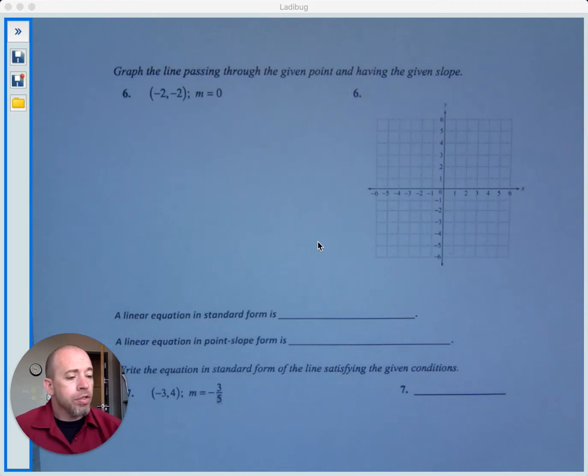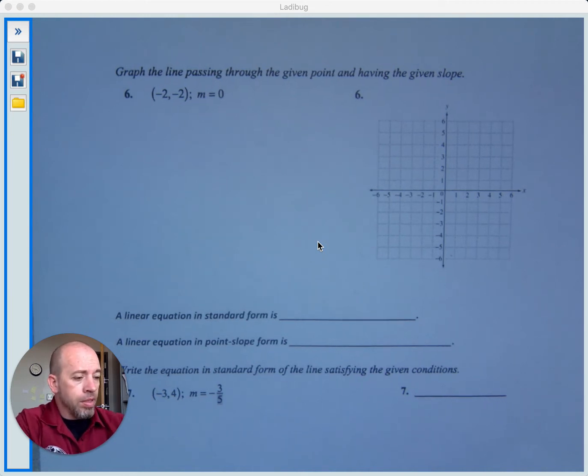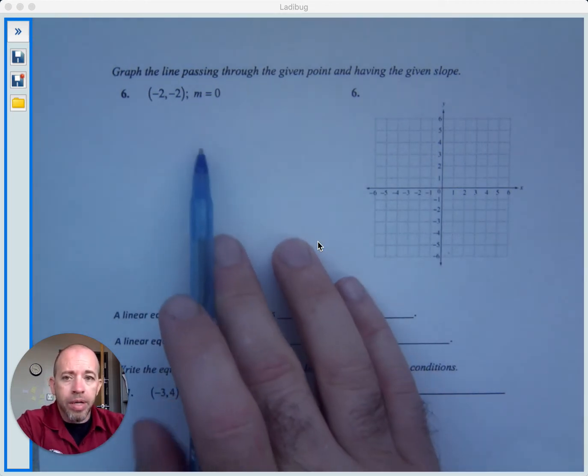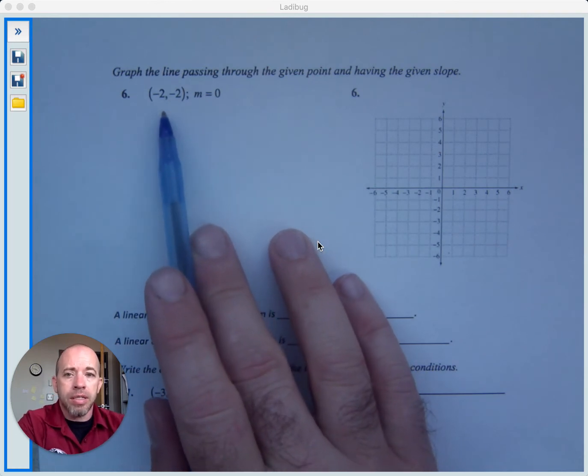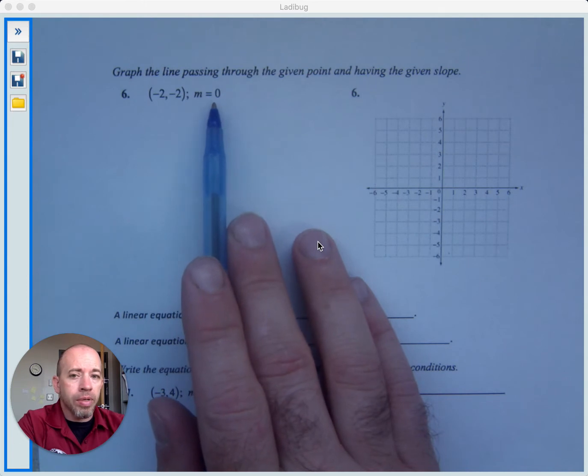We're ready for page 2 of the 7-2 notes. We're going to look at one more example of graphing a line with some information, and then we'll talk about standard form and something called point-slope form. So this example should be pretty simple. We're asked to graph a line which has a point (-2, -2) and a slope of 0.